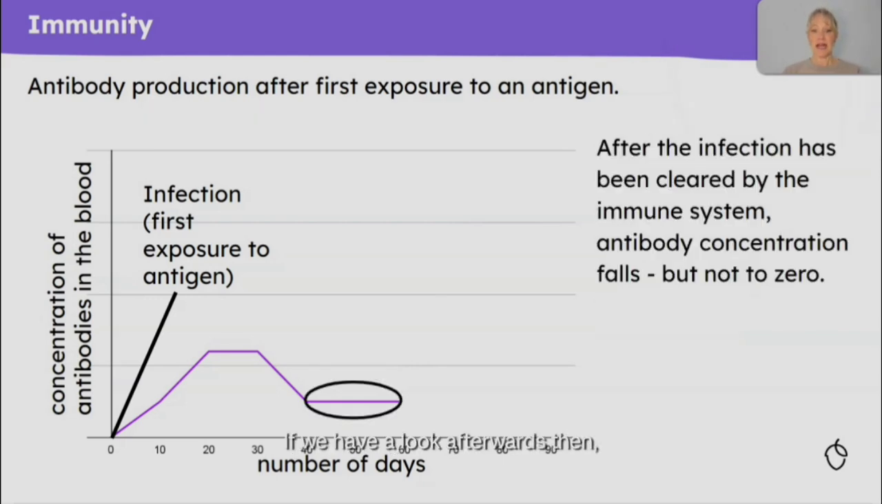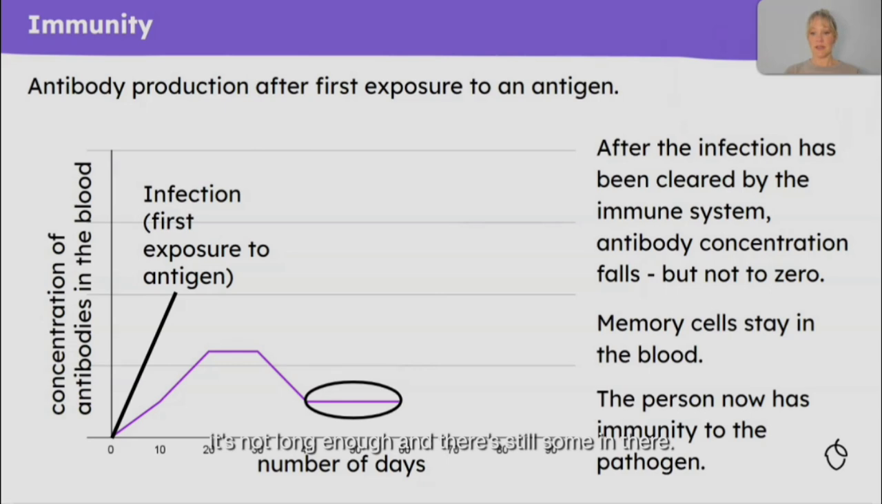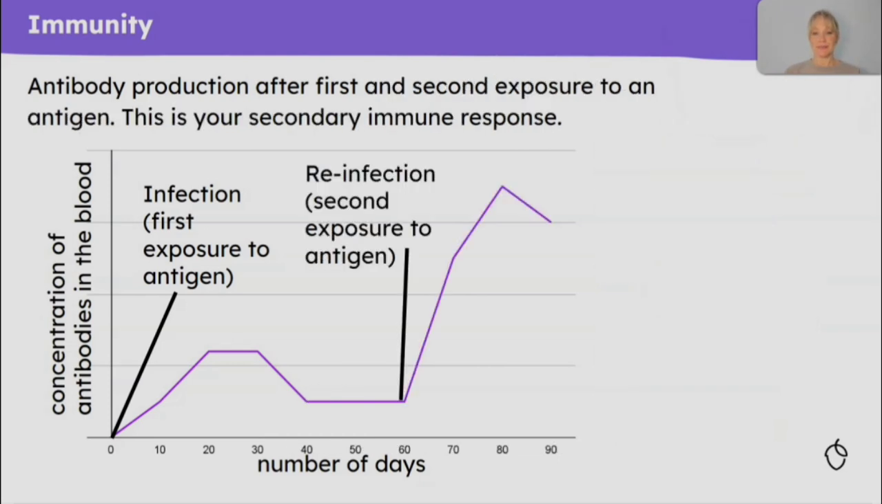If we have a look afterwards then, the antibody concentration isn't falling completely to 0. All right, we have still got some of those in there. Eventually, if we left it a much longer time, then that could fall to 0. But in this particular instance, it's not long enough and there's still some in there. Memory cells, though, will also stay in the blood, and that's what's really important for long-lasting immunity. And we say that the person is now immune or has immunity to that pathogen.